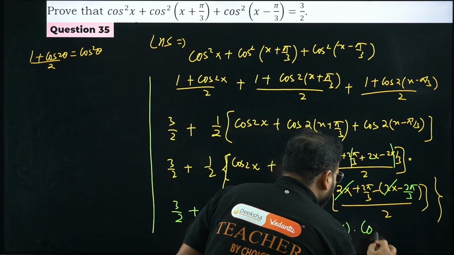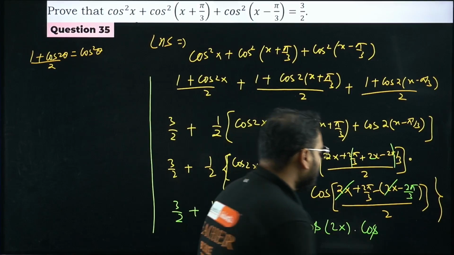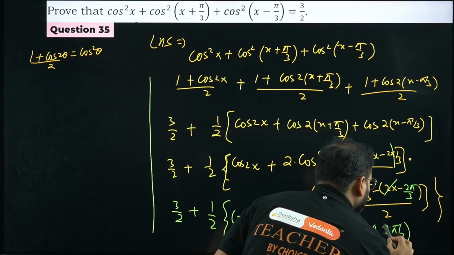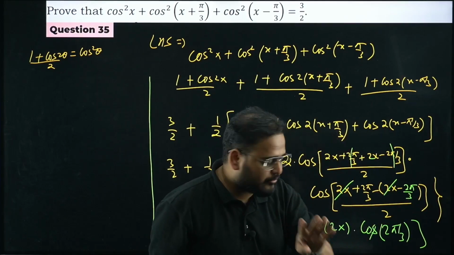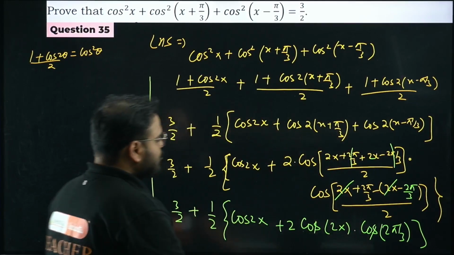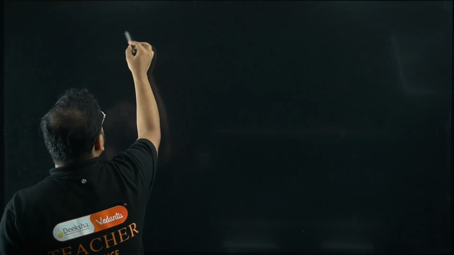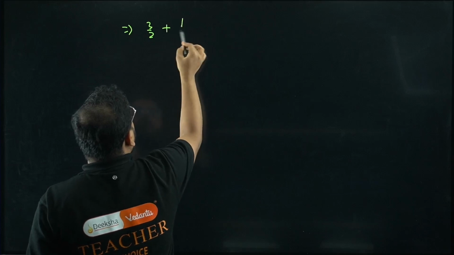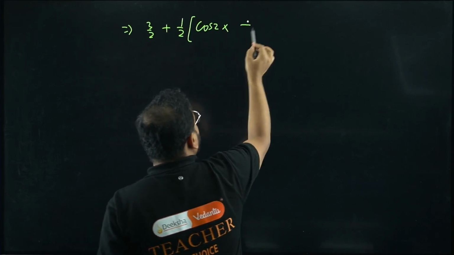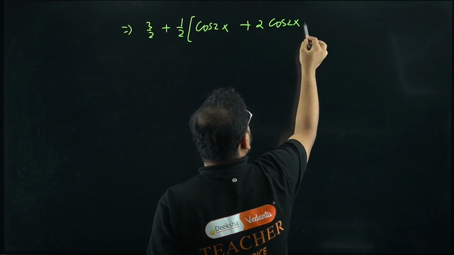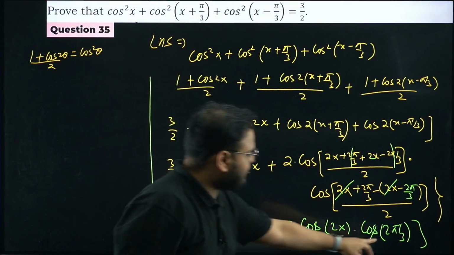And what about this bracket? We'll have cos again. 2 pi plus 2 pi, 4 pi by 3 divided by 2. 2 pi by 3, so. Please check. Correct, na? 2 pi plus 2 pi is 4 pi by 3 divided by 2. So 2 pi by 3. So we can write this. We can transform this like this. What we have so far is 3 by 2 plus 1 by 2, I have cos 2x. Then I have plus 2 cos 2x cos 2 pi by 3. Right? Cos 2 pi by 3 I have.